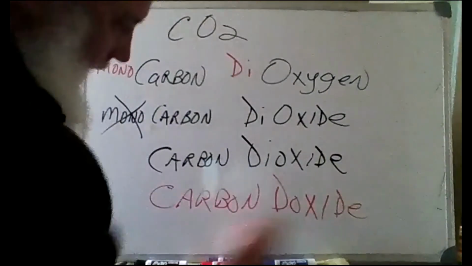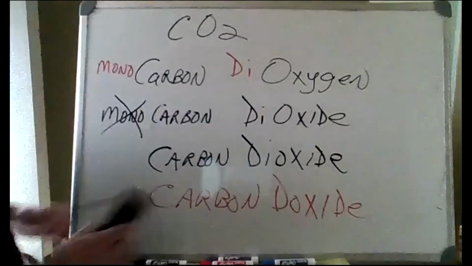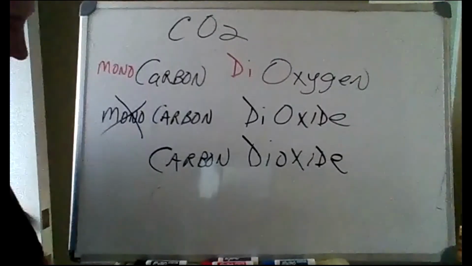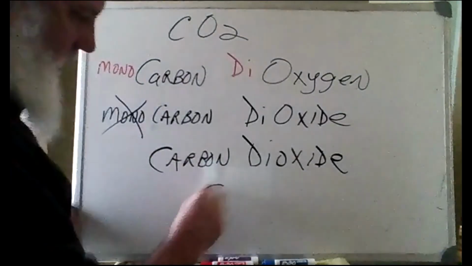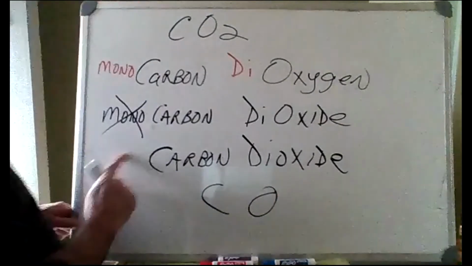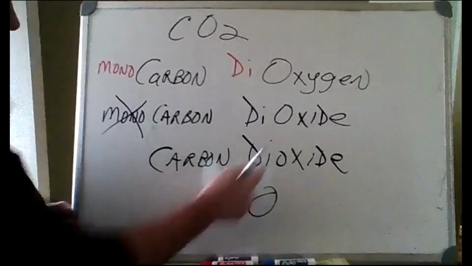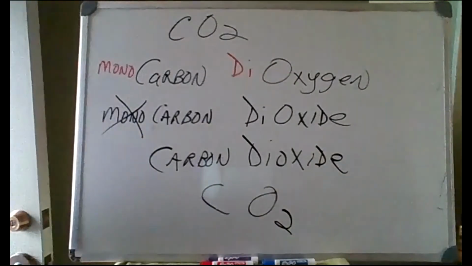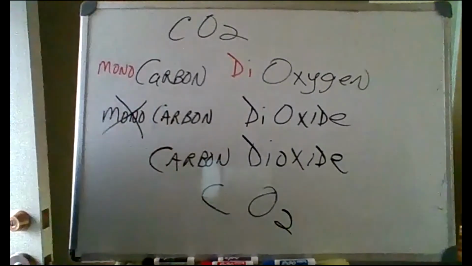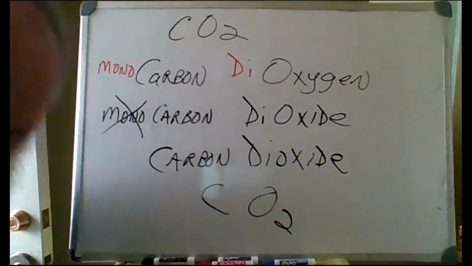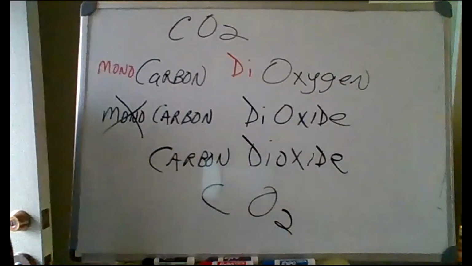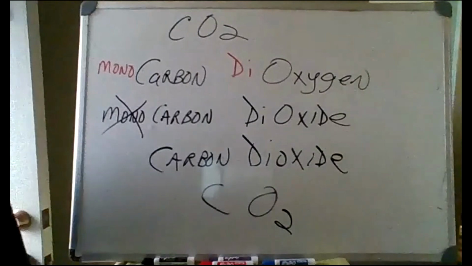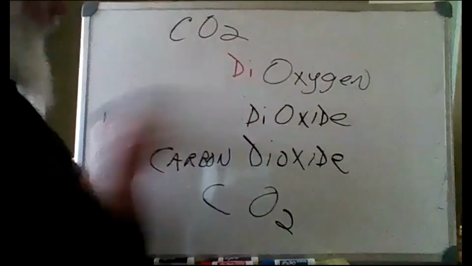And again, I've given you the name. How do we come up with the formula? Well, carbon is C, oxygen is O. There's no prefix here, so I know it's 1. Here, 2. Carbon dioxide. Very, very simple. Okay? We got time for one more. Any question on this one? All right, let's look at one more then.